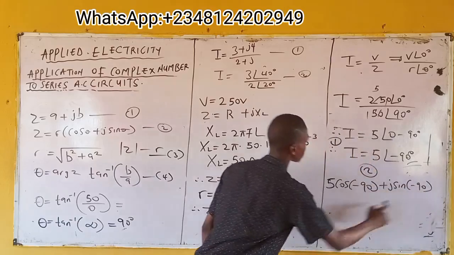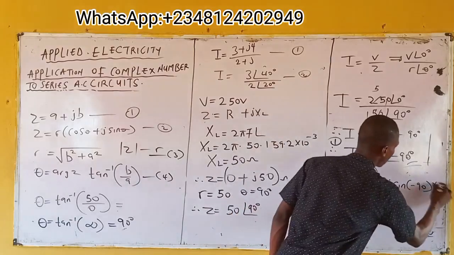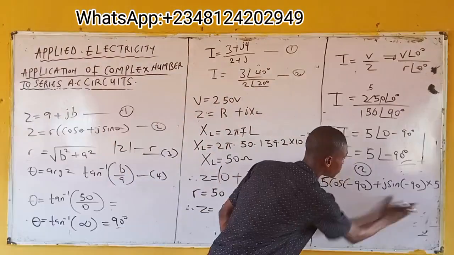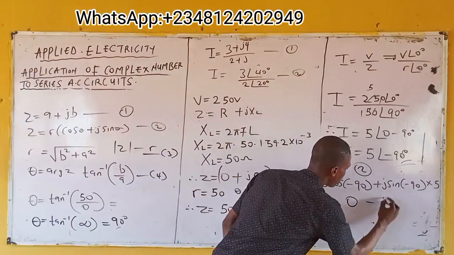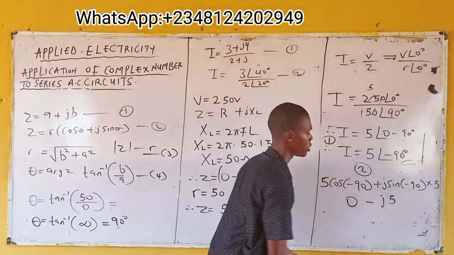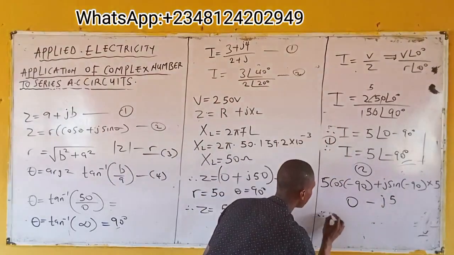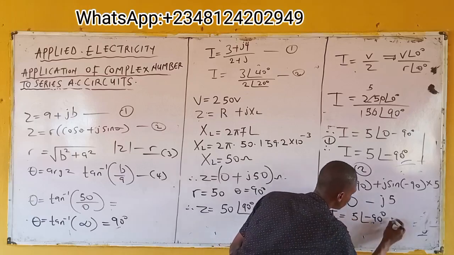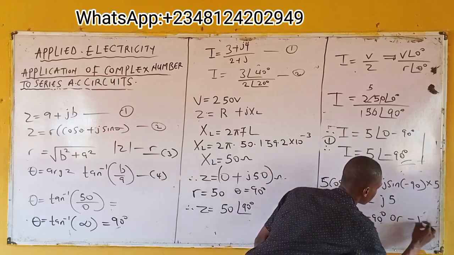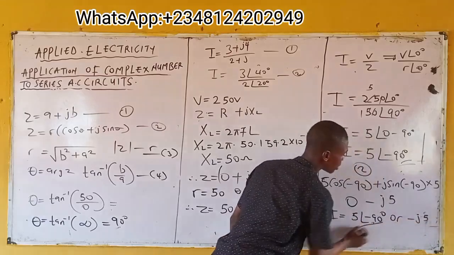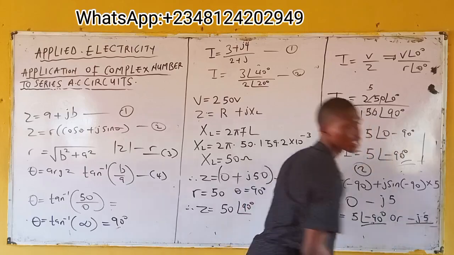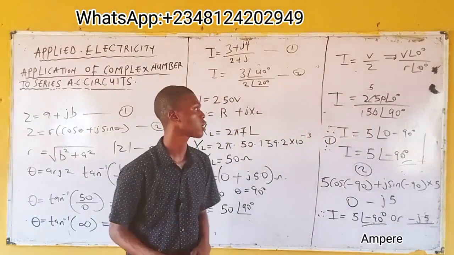Now input this in your calculator. What's the answer? When you input this in your calculator, you have 0 minus j5. So this is your answer. Therefore I is equals to 5 at negative 90 degree, or minus j5. This is in polar form, and this is in rectangular form. So you answer that question.